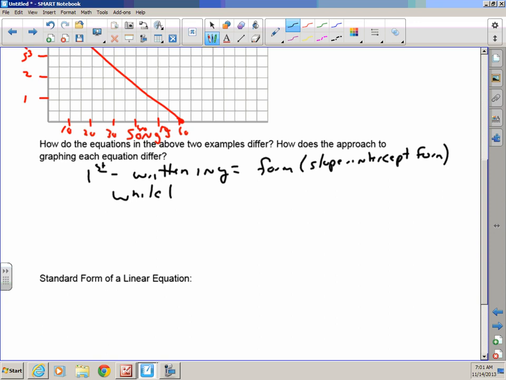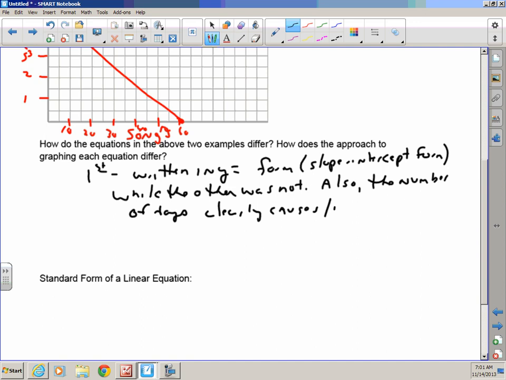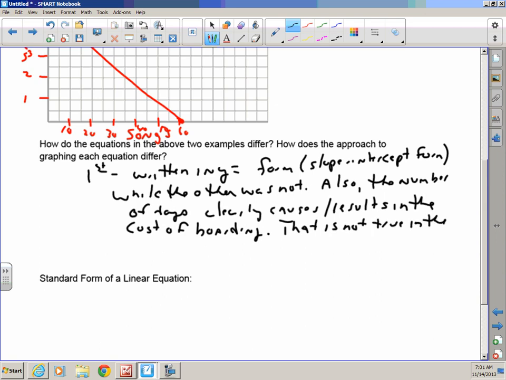While the other was not. Okay? Also, the number of days clearly causes or results in the cost of boarding. That is not true in the second example.